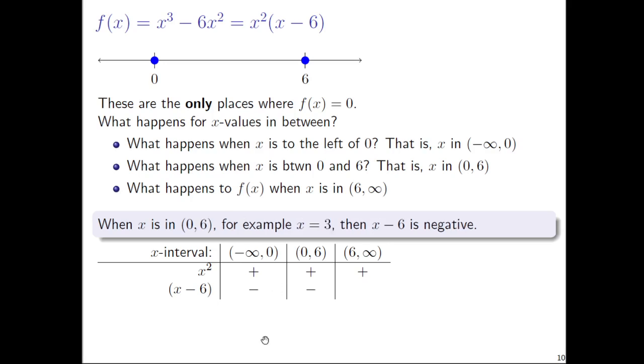Then let's take a look at picking an x value between 0 and 6. For example, you could pick x equals 3. You could pick x equals 4. Same result if you did. We're just trying to find out if we should put a plus sign or a minus sign here.